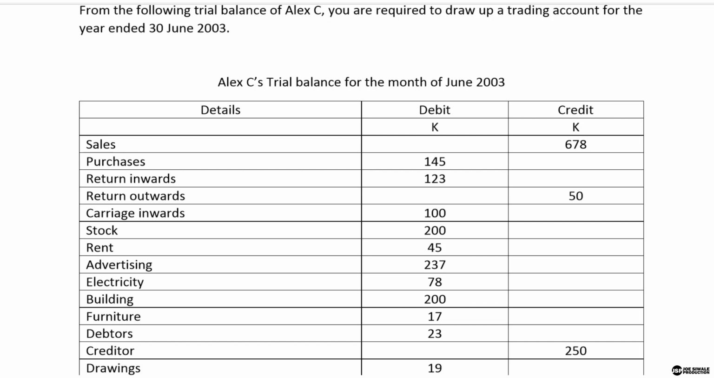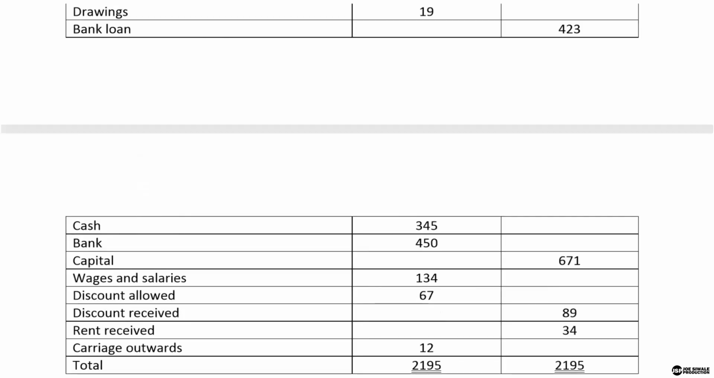We have debtors amounting to 23. We have creditors amounting to 250. We have drawings amounting to 19. We have bank loan amounting to 423. We have cash amounting to 345. We have bank amounting to 450. We have capital amounting to 671. We have wages and salaries amounting to 134.